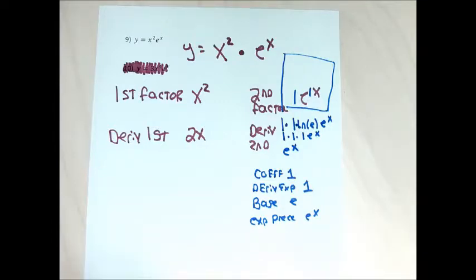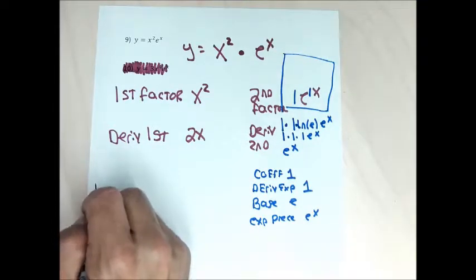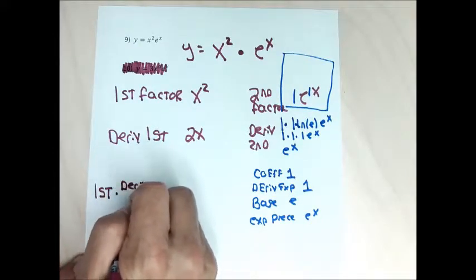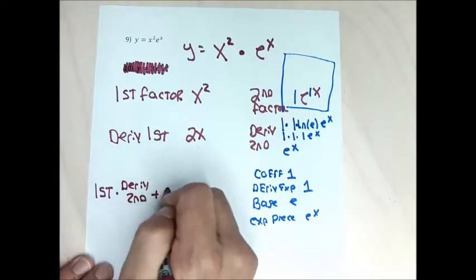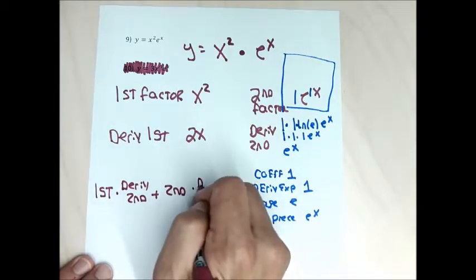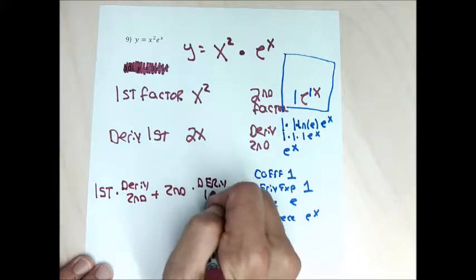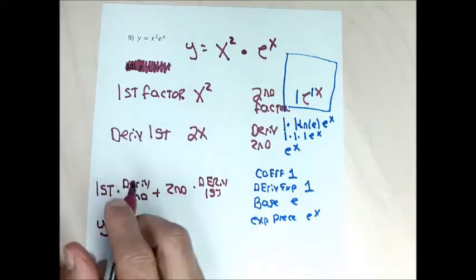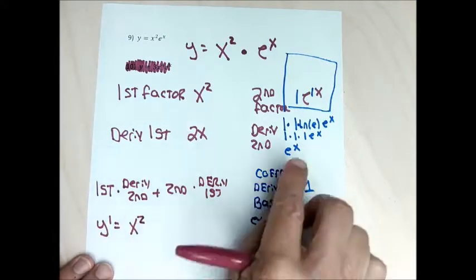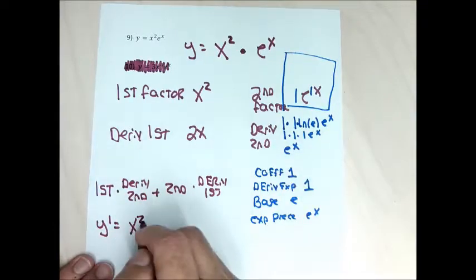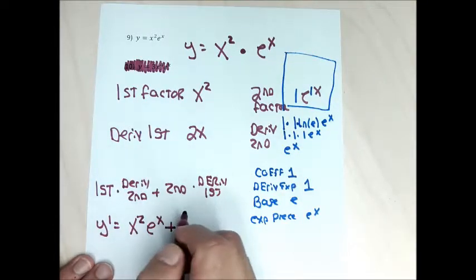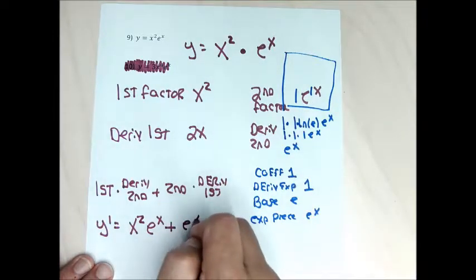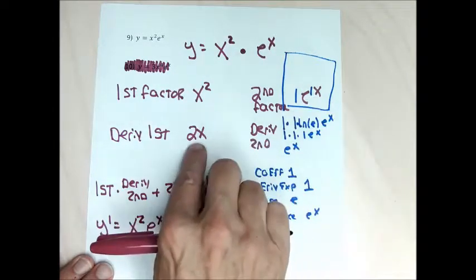So now I can bust out the product rule. The product rule says I do first factor times the derivative of the second plus second factor times the derivative of the first. So when I go to write the derivative here, I'm going to write first factor, x squared, times derivative of the second, which is e to the x, plus second factor, which is e to the x, times derivative of the first factor, which is 2x.